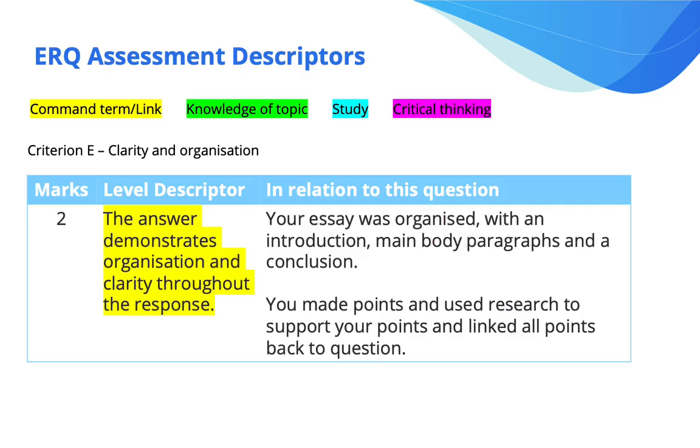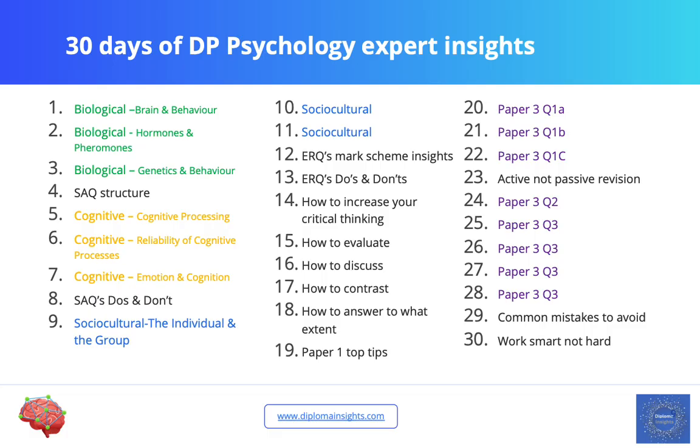And finally, as long as your essay has an introduction, main body paragraphs and a conclusion, and all the arguments and points you're making are clear, then you should score the full 2 marks for criterion E. After your introduction, normally you'd have time to write 3 main body paragraphs and then your conclusion. So aim to write 3 main body paragraphs for every essay response.